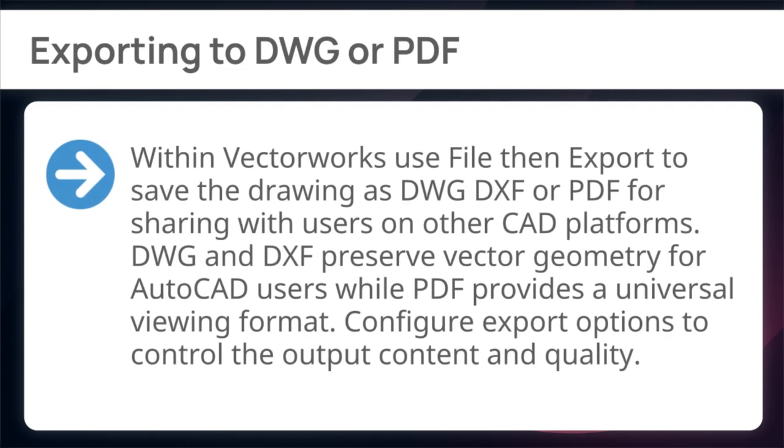Within Vectorworks, use File then Export to save the drawing as DWG, DXF, or PDF for sharing with users on other CAD platforms. DWG and DXF preserve vector geometry for AutoCAD users, while PDF provides a universal viewing format. Configure export options to control the output content and quality.